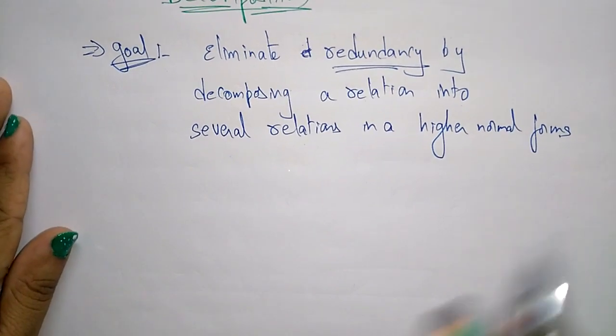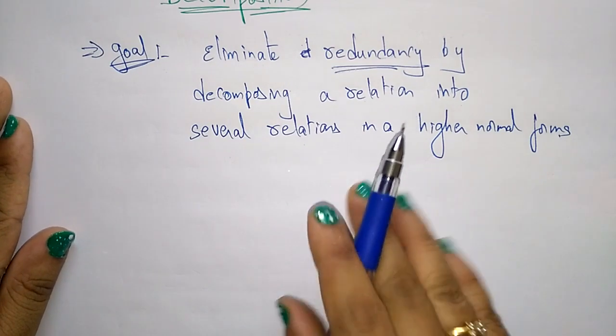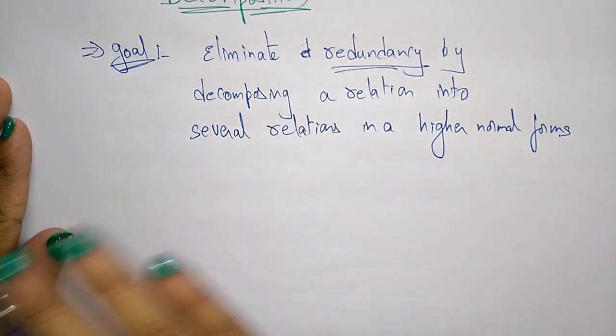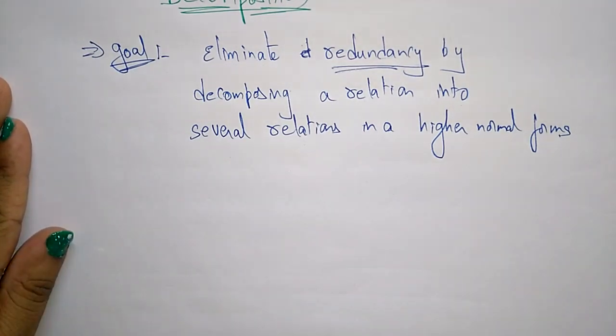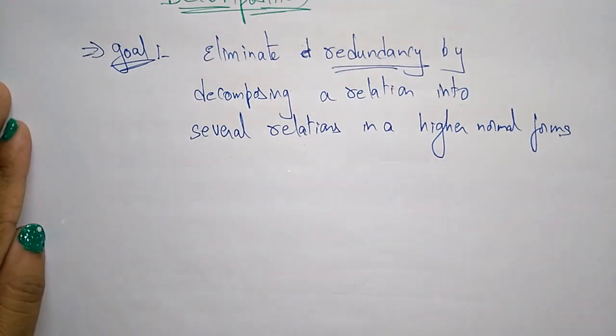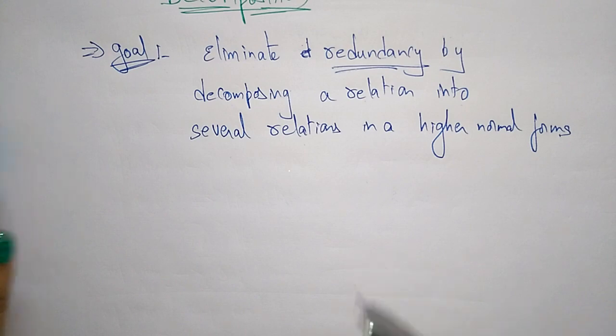So it is important to check that whatever you are decomposing in the relation does not lead to a bad design. So you have to follow the rules. Based on the rules, you can divide a single relation into several relations. While you are decomposing the table, you have to be careful that it does not lead to a bad design.